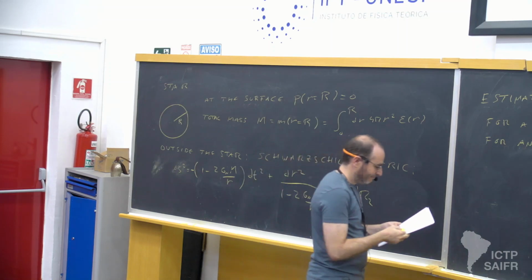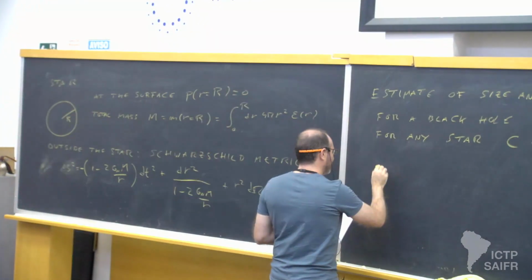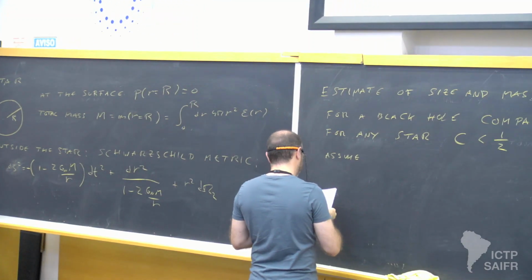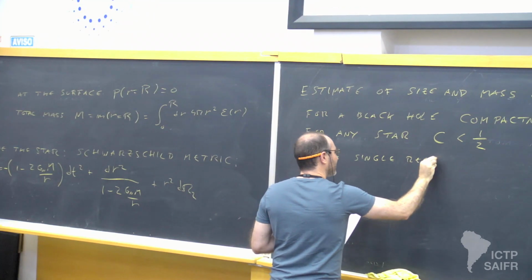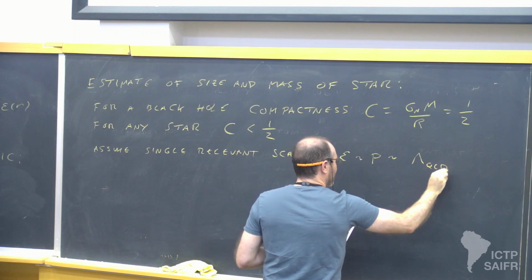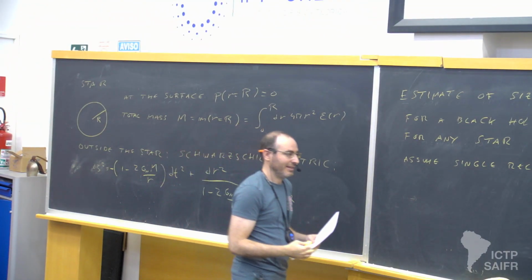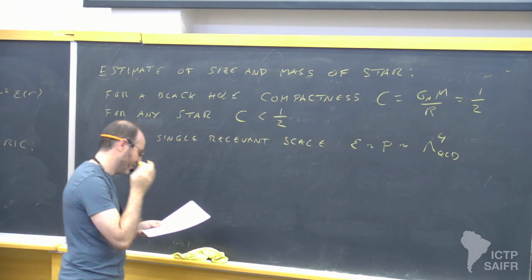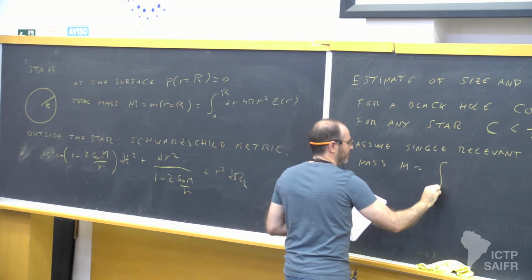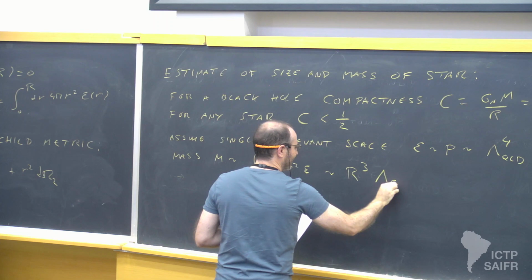Now, let's assume that there is just one single relevant scale, which is lambda QCD. So let's assume that the energy density and the pressure are determined by the QCD scale. They have units of energy over volume, so that means they have, in natural units, energy to the 4. So they go like lambda QCD to the 4. No? Then the mass is going to go like the radius cubed of the star times lambda QCD to the 4.